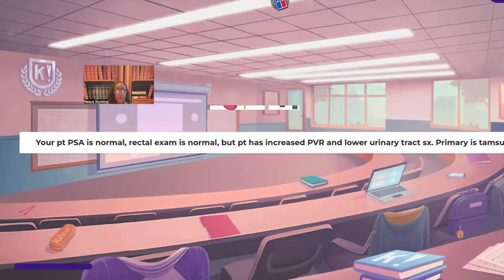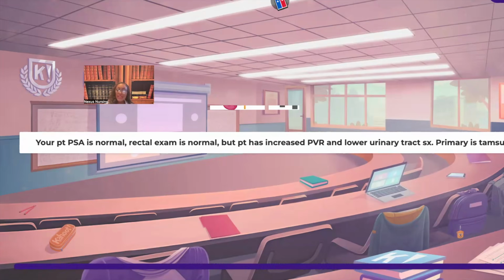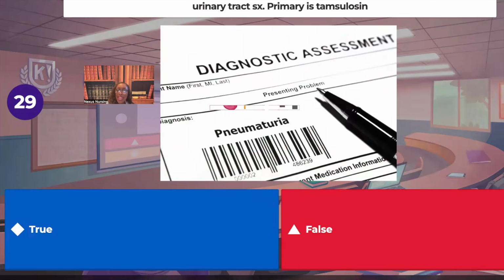True or false? Your patient's PSA is normal. The rectal exam is normal, but they have an increased PVR and lower urinary tract symptoms. You order tamsulosin for this patient. Is this appropriate or inappropriate? Again, obviously, this is a male patient.